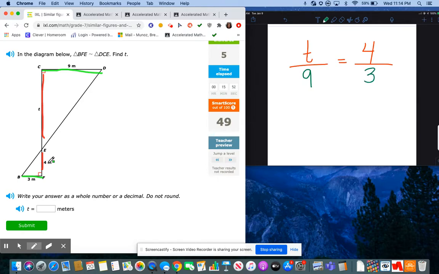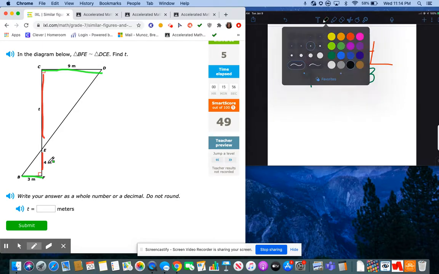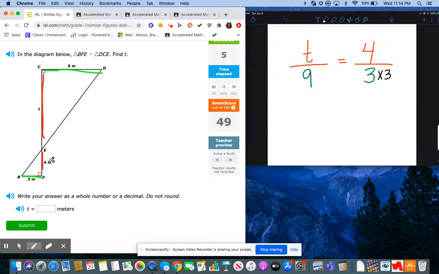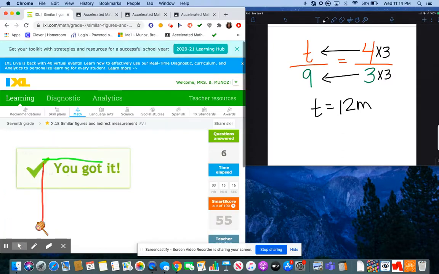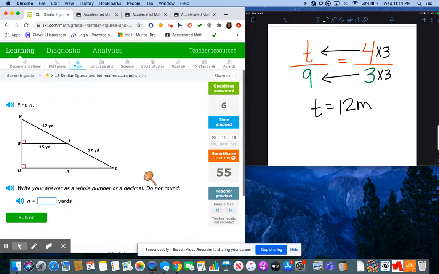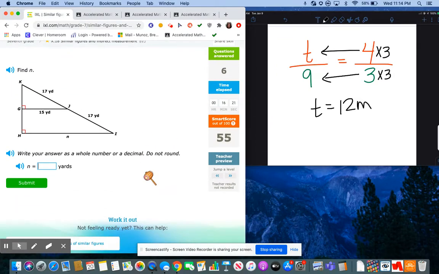And then to solve it, I think we can use factor of 3. So 3 times 3 gives us 9. So 4 times 3 gives us T equals 12, right? 12 meters. So we type it here, 12 meters, and we submit. And then, okay, I think I'm gonna jump a level to see if we get like harder ones. This is the same. Okay, let me solve this one.